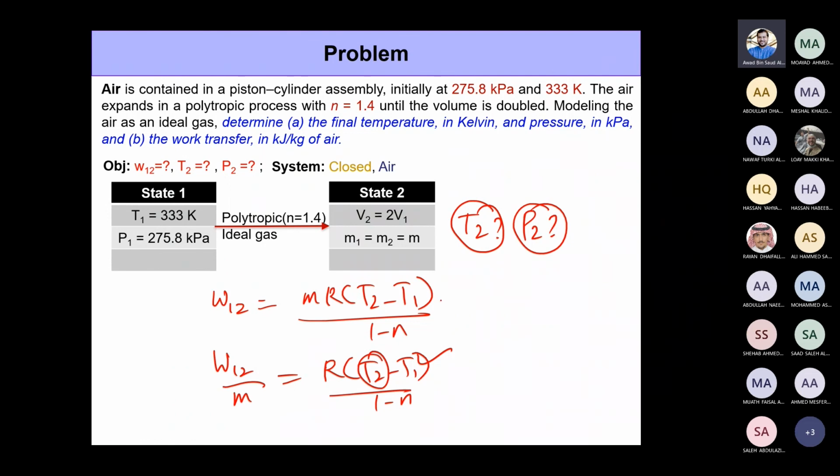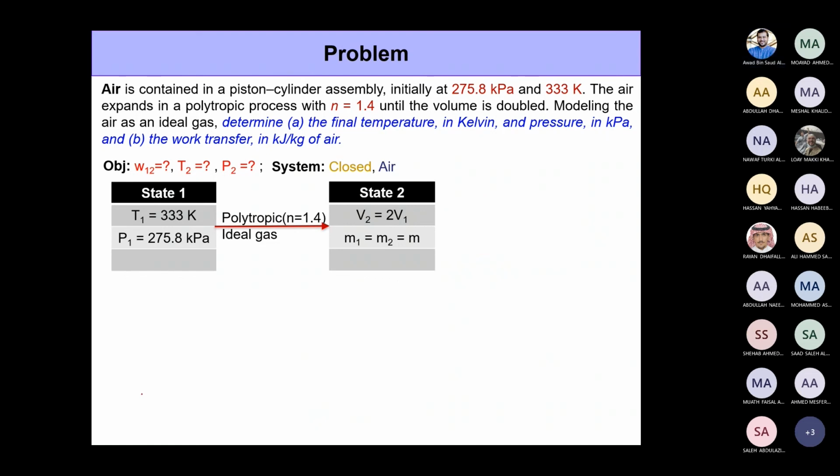You can determine work output using this, or you could say work output per unit mass is P2 times specific volume minus P1 times specific volume, divided by 1 minus n. So once you have P2, you can also make use of this expression. It's your choice. For now, we are still stuck with P2 and T2. So any ideas on how to get those quantities?